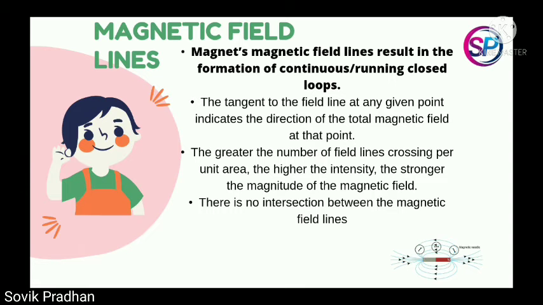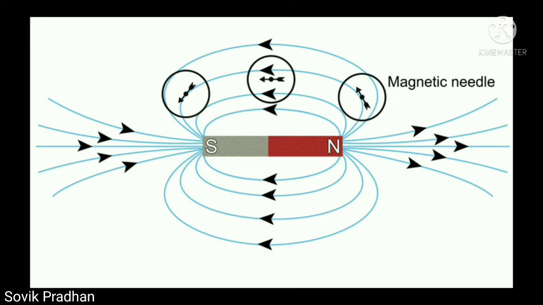Magnetic field lines. Magnetic field lines result in the formation of continuous running closed loops. The tangent to the field line at any given point indicates the direction of the total magnetic field at that point. The greater the number of field lines crossing per unit area, the higher the intensity, the stronger the magnitude of the magnetic field. There are no intersections between the magnetic field lines. So you can see the diagram of a magnetic needle.